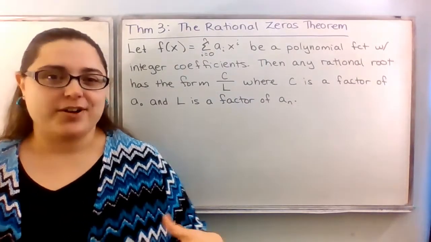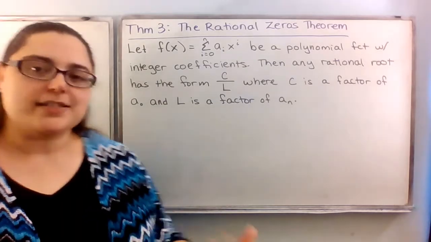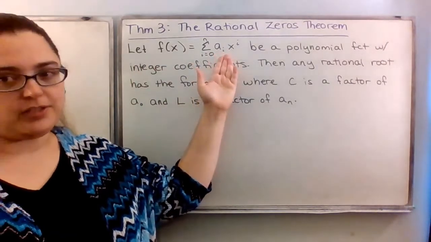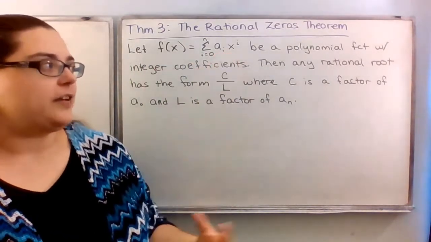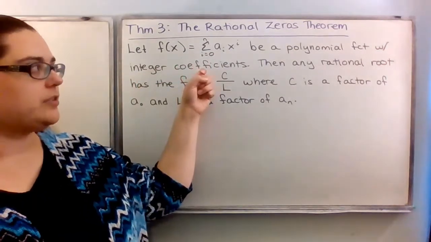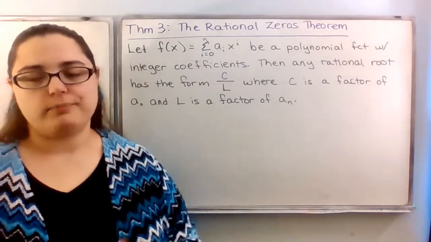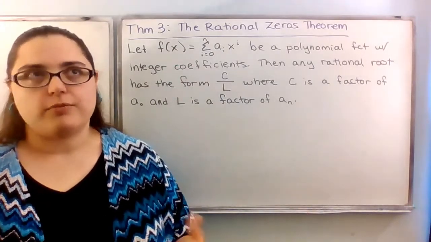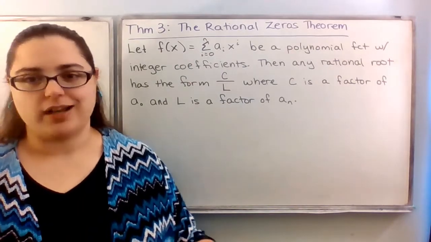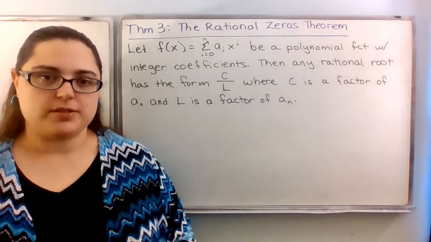All right, so the Rational Zeros Theorem, or sometimes called the Rational Roots Theorem, says the following. We're going to let f of x be a polynomial function. Remember, this is what polynomial functions look like. But we're going to specifically be looking at polynomials that have integer coefficients. So that means we're allowed to have something like 2x squared, but we're not allowed to have something like 3/2 x squared, or 2.7, or pi x squared. So we want all our coefficients to be positive and negative whole numbers.